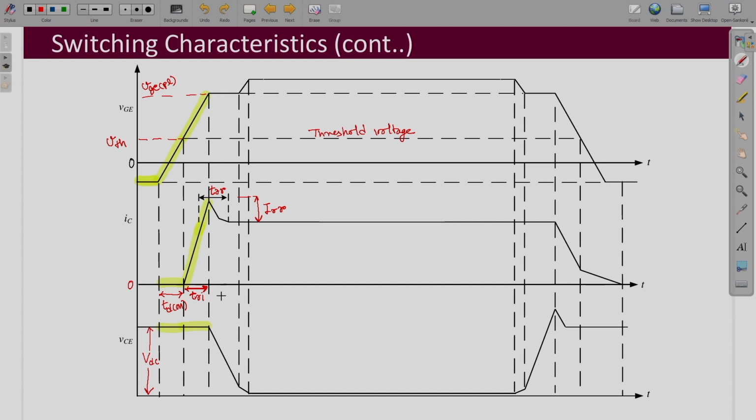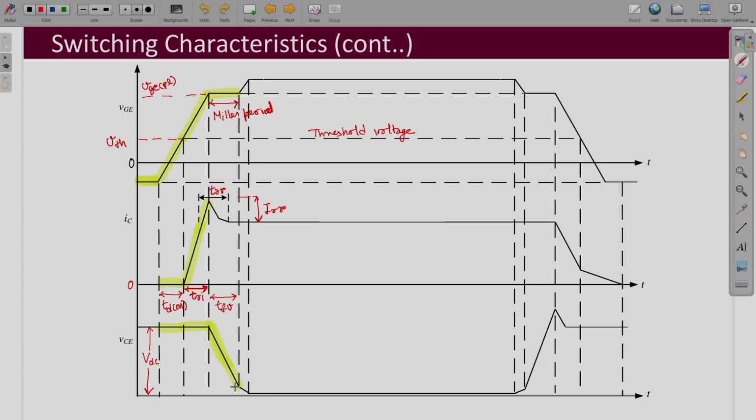And then after this TRI interval, the Miller period is there. During this Miller period the gate to emitter voltage does not change, but the collector to emitter voltage decreases. So this we can name as the fall time of the voltage, TFV.